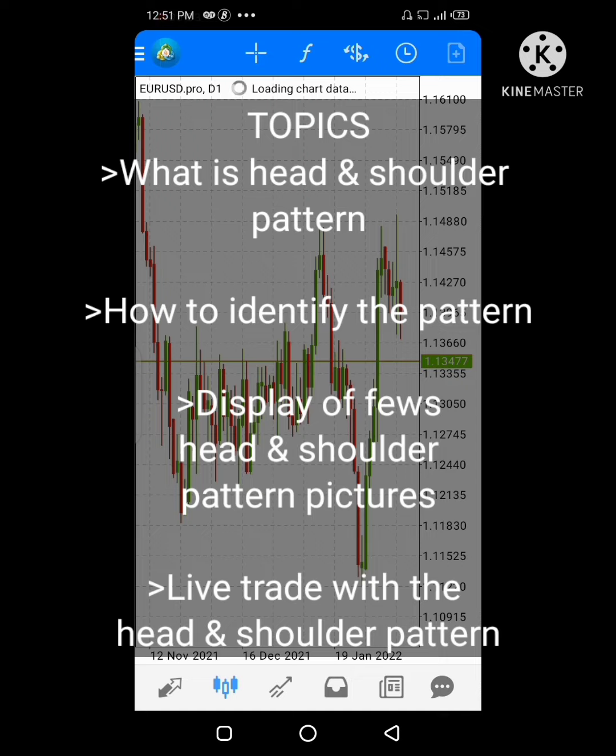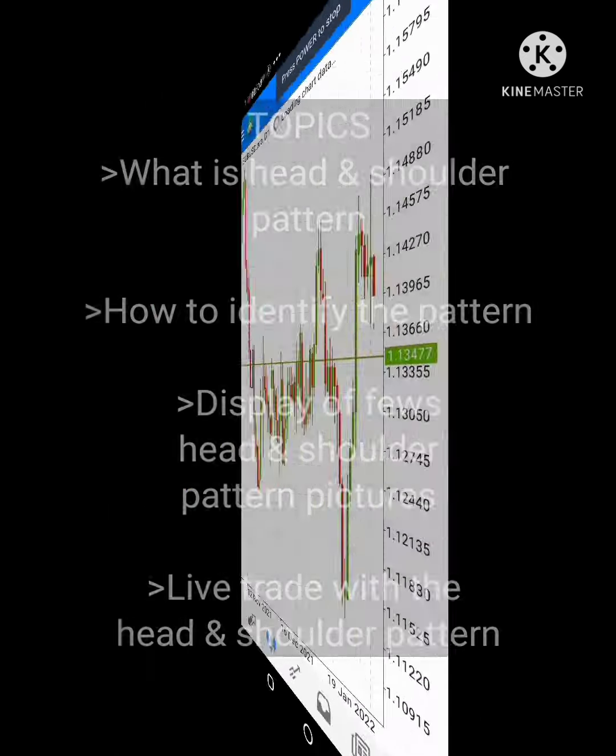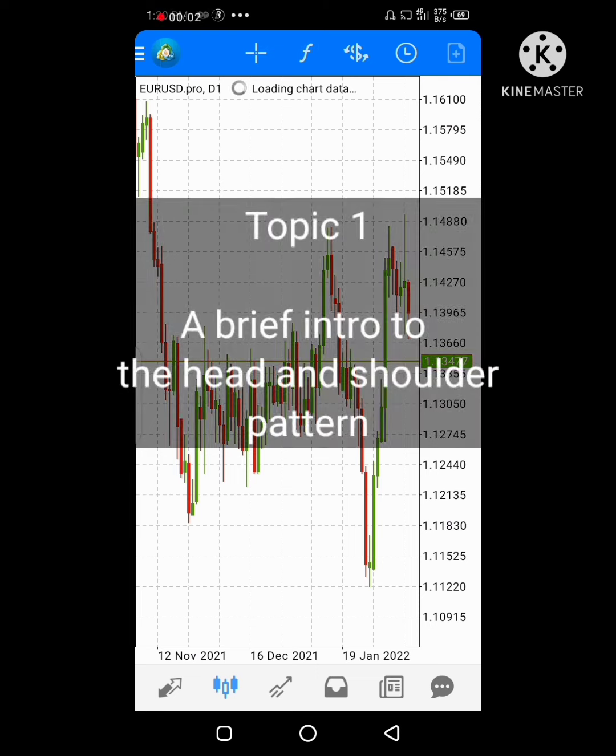The second topic, I'm going to be talking about how to identify the pattern. Then the third topic, I'm going to just display a few pictures of how the pattern looks like. And for the final, I'm going to show you a live trade with the head and shoulder pattern.